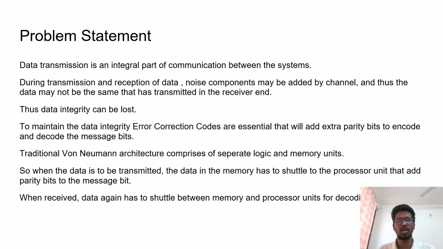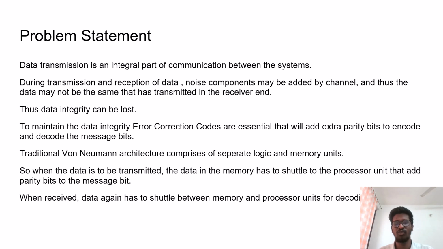Problem statement. So, as we know, data transmission plays a crucial role in communicating between systems. During this transmission process, various issues can arise, especially noise introduced in the channel. The noise will change the original data, which means the information which you sent is not the same as what you receive. So, by this noise interference, the data integrity is compromised. To handle this, we are using error correcting codes, and these codes help detect and correct data by adding parity bits to the original message.